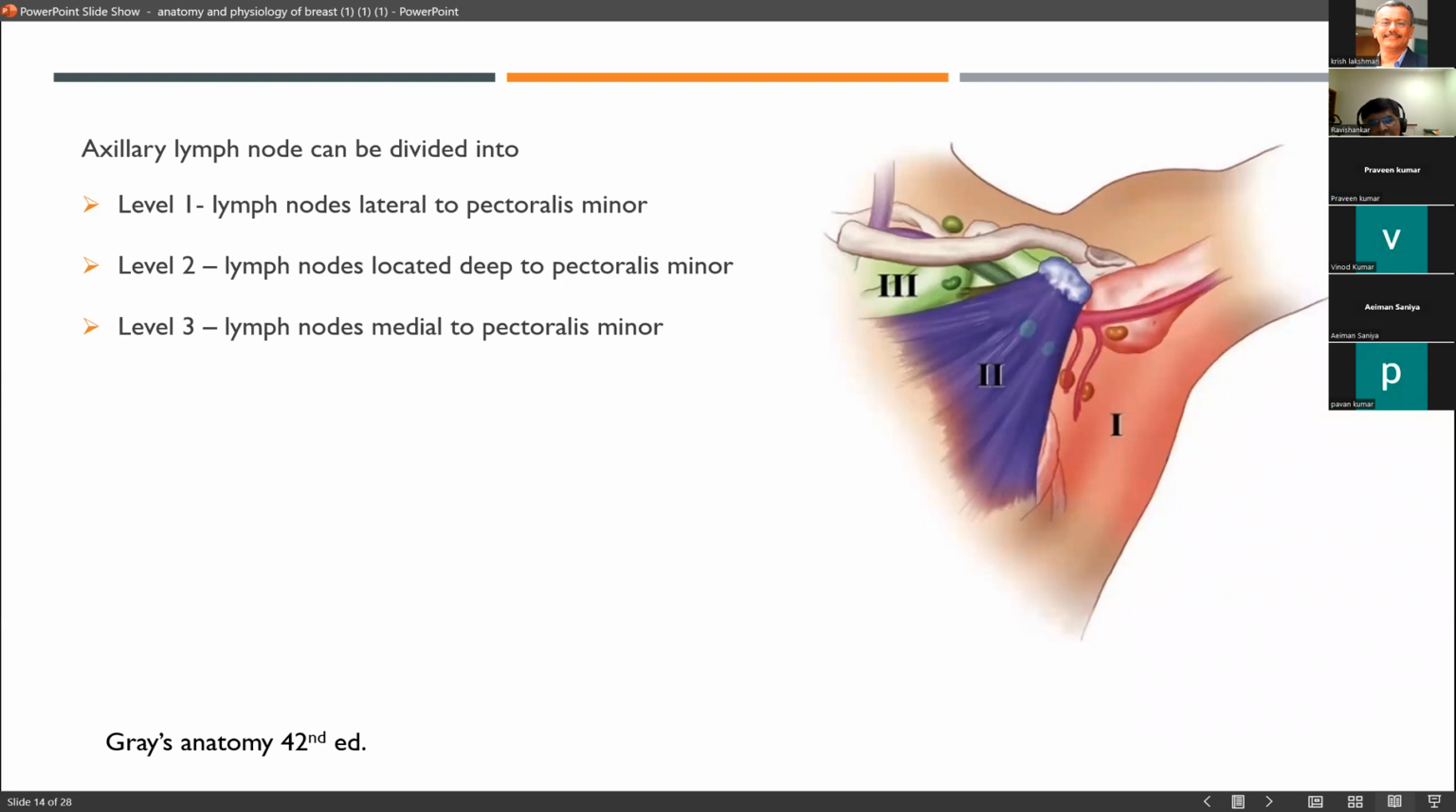Based on the pectoralis minor muscle, axillary lymph nodes can be divided into level 1, that is lateral to pectoralis minor, level 2, located deep to the pectoralis minor, and level 3, medial to pectoralis minor.